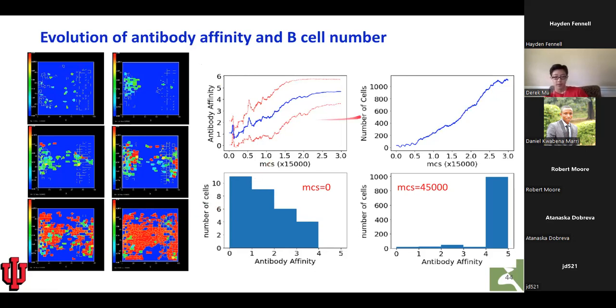And these are just graphs which represent the same data as the screenshots to the left. So we can see that antibody affinity increases over time, and so do the number of cells. And at zero steps, there were no cells with perfect affinity, but at the end of the simulation, nearly all the cells had perfect scores in terms of affinity. And there was also a dramatic increase in the number of cells.